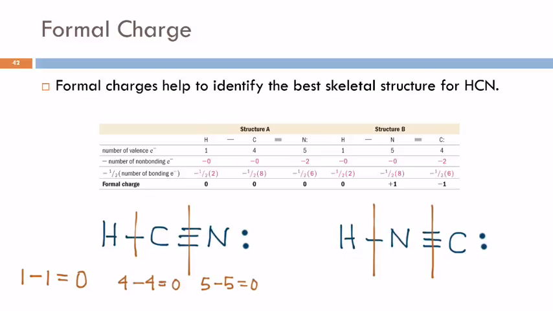So hydrogen, the atom has 1. It owns 1 in this structure. That's 0. Nitrogen atoms have 5. How many does it own in this structure? 4. So that's a +1 formal charge. Carbon has 4 as an atom. How many does it have in the structure? 5. And so its formal charge is -1. The formal charges still add up to 0, but this one's better because we have 0 formal charges on everybody. This one is not as good. So based on formal charges, we predict that this is the correct structure.